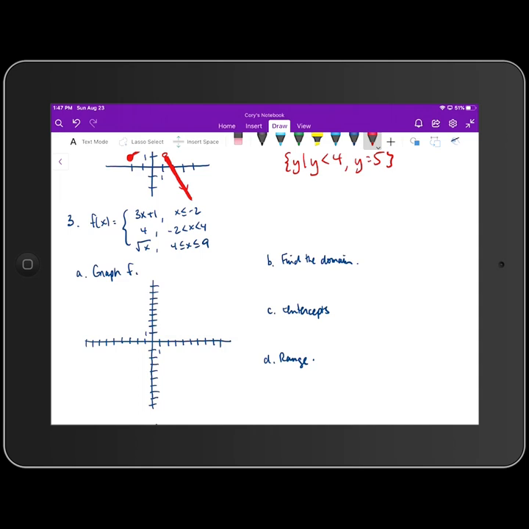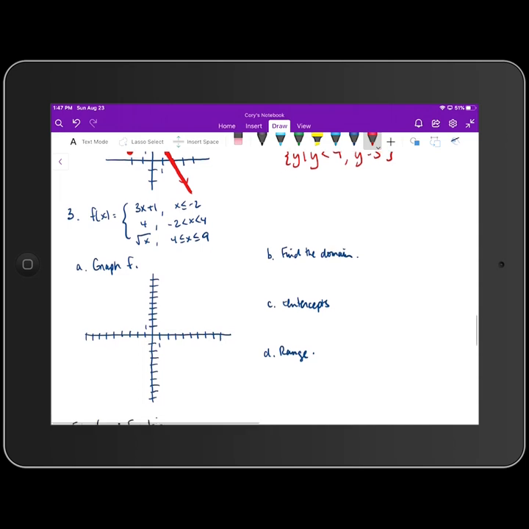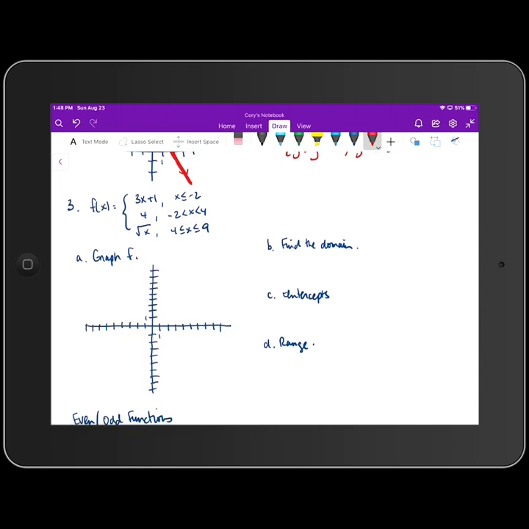Okay, so we're going to sketch the graph of this to start with. Because I have a standard inequality on top, I'm going to first start by plugging negative 2 into the function. When I plug in negative 2, we get 3 times negative 2, which is negative 6, plus 1, which is negative 5. So that's going to be the ordered pair (negative 2, negative 5).